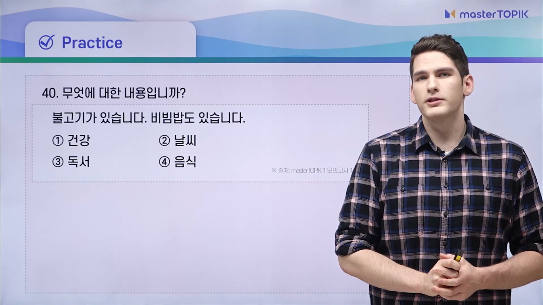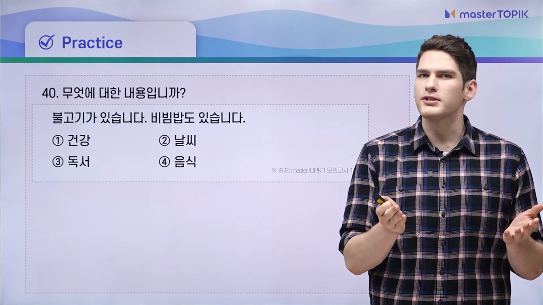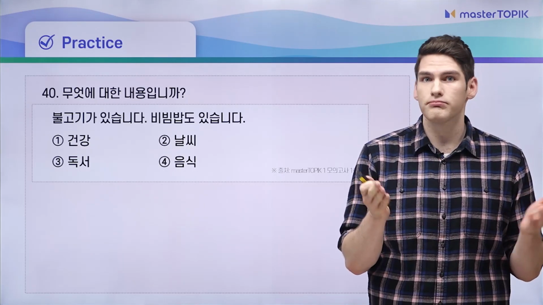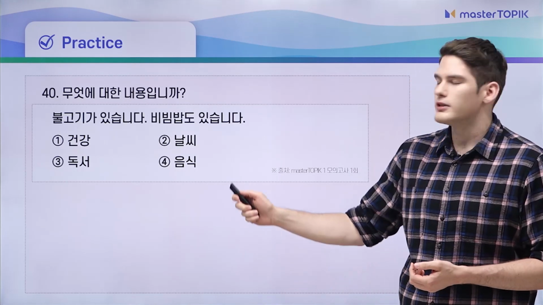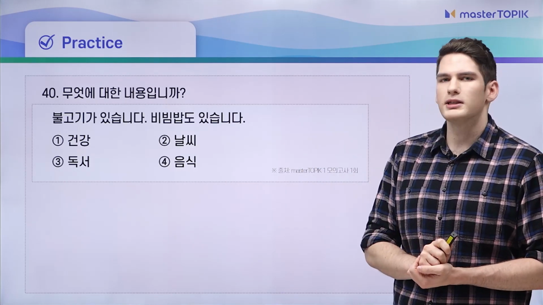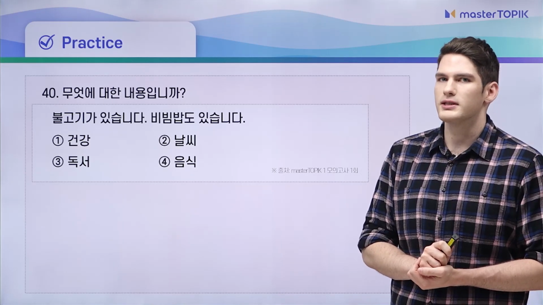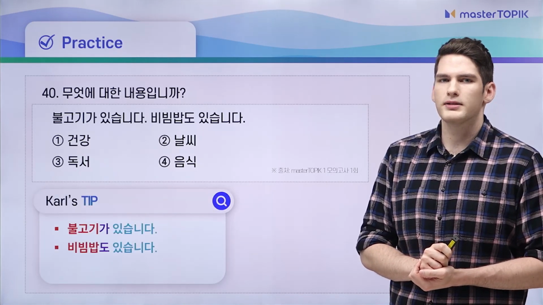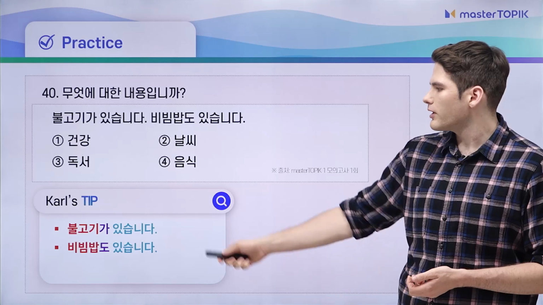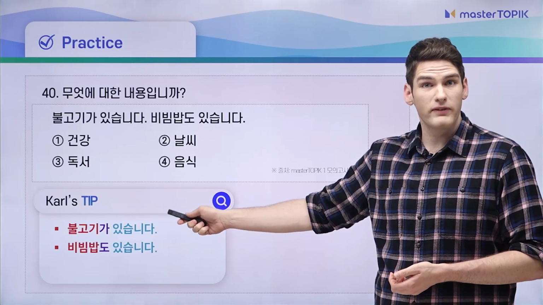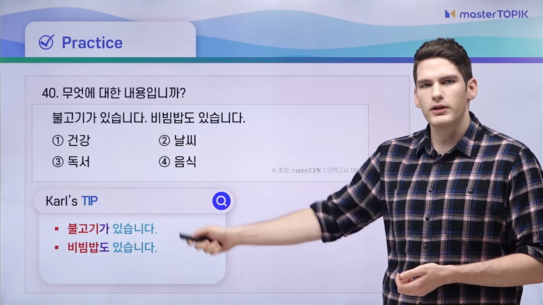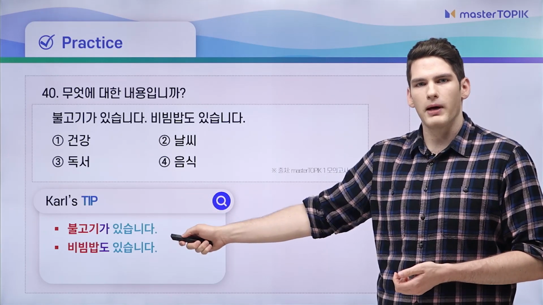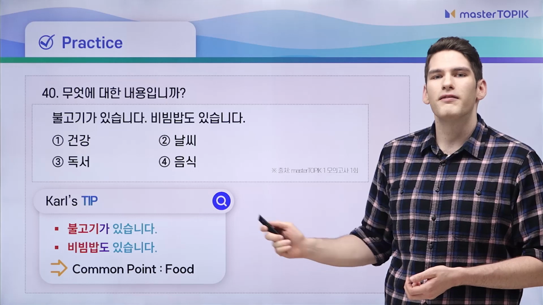All right, so our first practice question. How did you guys do? Right? Simple? Hard? All right, so I'm going to help you through this one. All right, so we have 불고기가 있습니다. 비빔밥도 있습니다. All right, so like I said before, they both end in the same verb. They both have 있습니다. So you can kind of just skip over that. And so we look at 불고기, 비빔밥. What are these? Food, right?